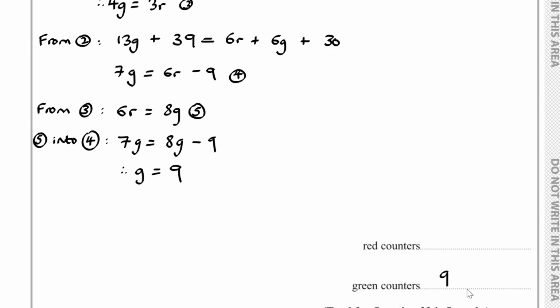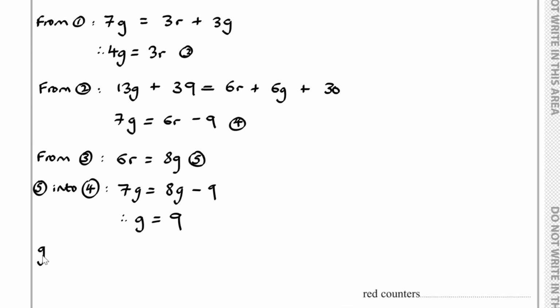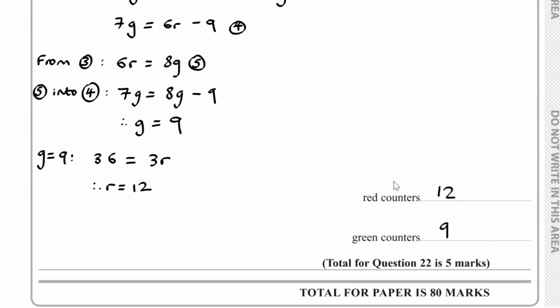So, knowing that g is equal to 9, substituting into equation 3, we've got 4 times by 9, which is 36. And this is equal to 3r. In other words, r, that's equal to 12. So we've got 12 red counters. So that concludes the end of the paper.